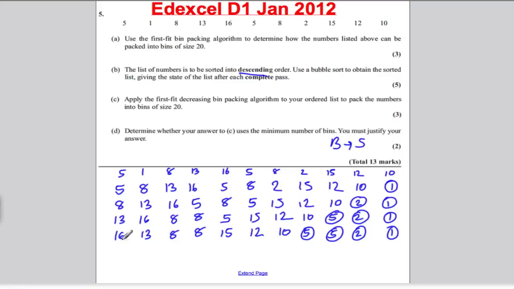Okay, now compare these, no need to swap. Compare these, no need to swap. Compare these, no need to swap. Compare these, need to swap. Compare these, 8 and the 12 need to swap. Compare these, 8 and the 10 need to swap. And the 8, the next smallest, ends up going here.